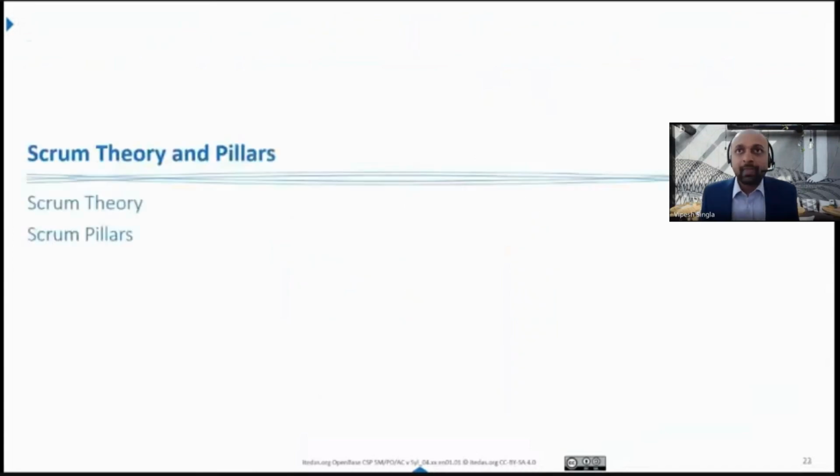Next section, Scrum Theory and Practice. In this section, we'll discuss the theory behind Scrum. What is the theory? Basically, what are the underpinning elements of Scrum, and what are the pillars? The house of Scrum stands on three pillars. What are those pillars? Let's go into that.